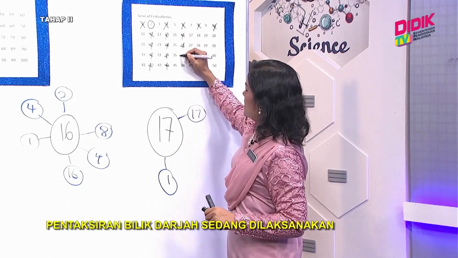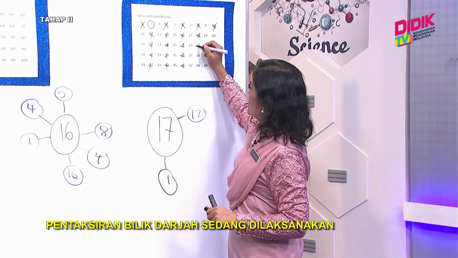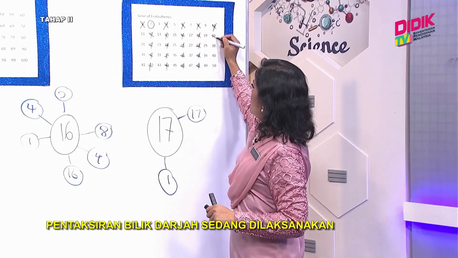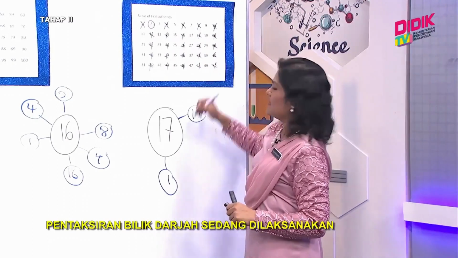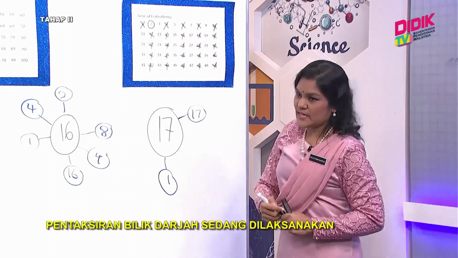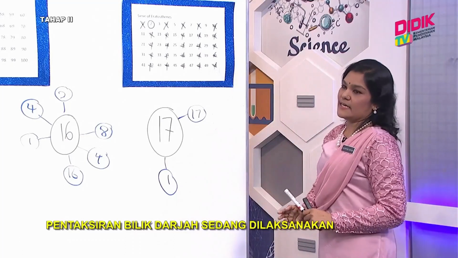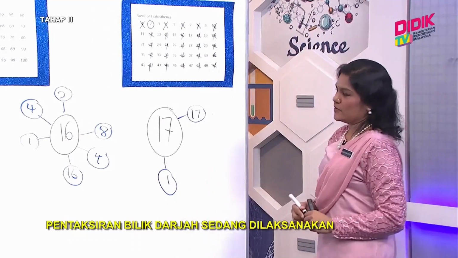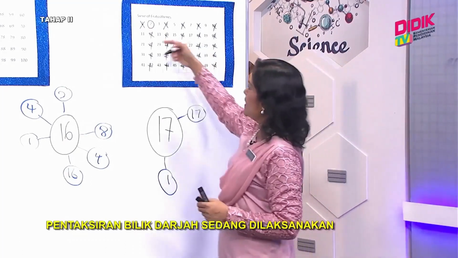14, 24, 34, 44. Because what? I say just now what? The prime numbers are odd numbers. Okay. So we cross out all the even numbers here, the multiples of 2. So, done. Third one, we have 3, right?